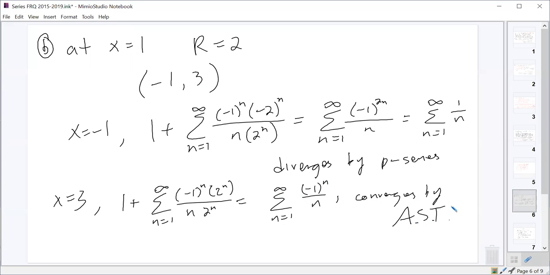Since it's just asking for the interval of convergence, it doesn't specifically say anything about absolute convergence or conditional convergence. We can then state that this converges for -1 to 3, inclusive of the 3, but not the -1.